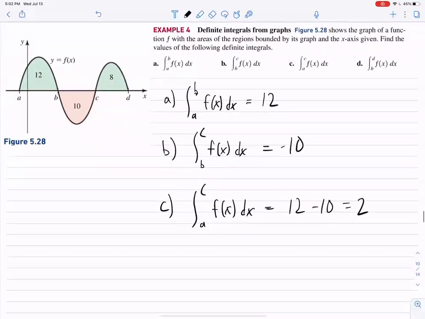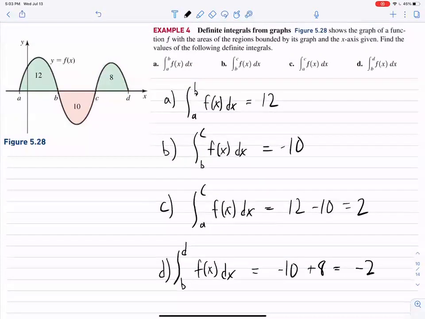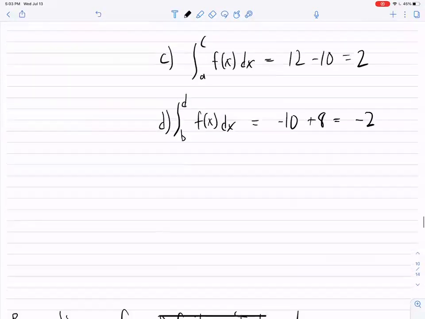So the net area is 2. And then finally, part D is the integral from B to D of f of x dx. And so what's the net area from here to here? Well, it's that area plus that area. So it's equal to -10 plus 8, which is -2. And so that's how we can do one from a graph.